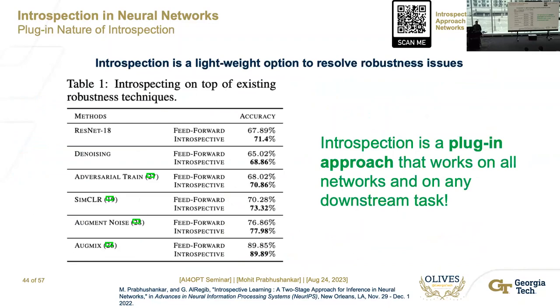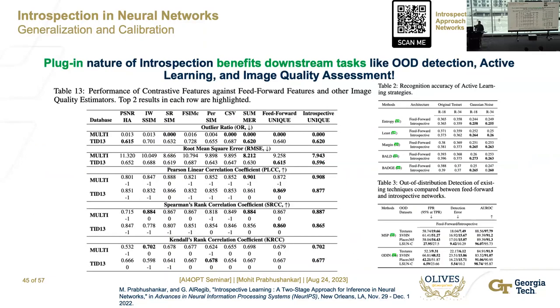There's active learning, there's out of distribution detection, there's image quality assessment. In all these cases where there is some kind of an out of distribution element to it, an MLP is more robust than a network that was there, because we have access to this gradient information coming from the wrong prompts in this particular case.